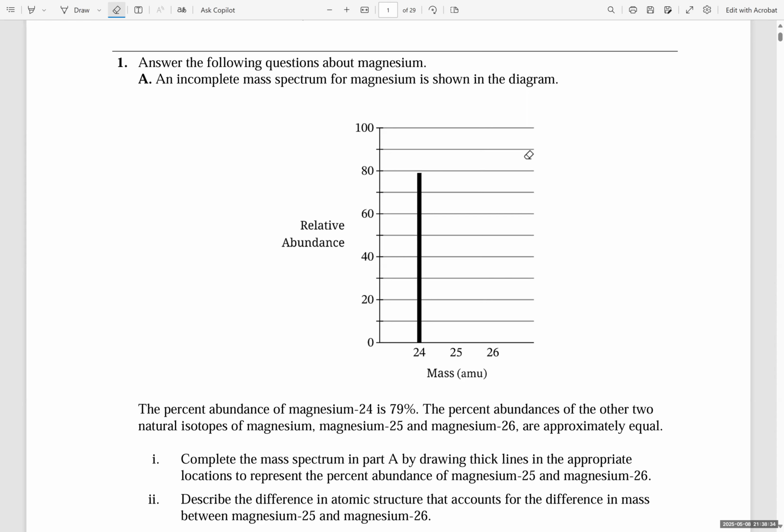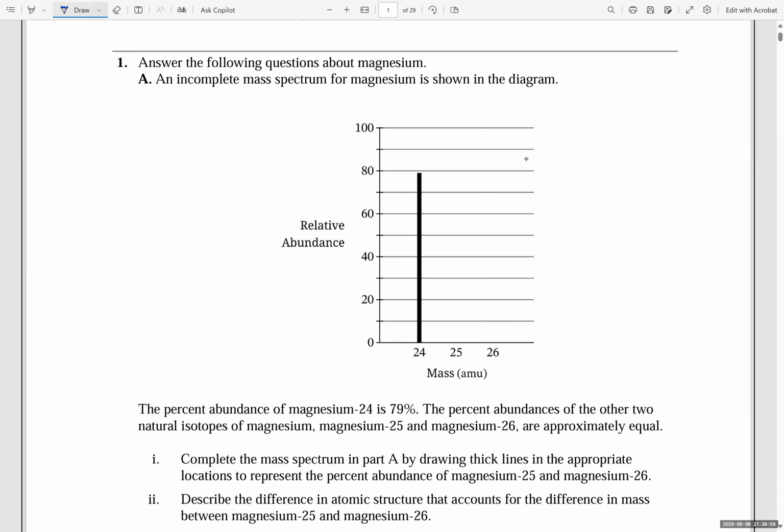An incomplete mass spectrum for magnesium is shown in the diagram. It says the percent abundance of magnesium-24 is 79%. The percent abundance of the other two natural isotopes of magnesium, 25 and 26, are approximately equal. Complete the mass spectrum in part A by drawing thick lines in the appropriate locations to represent the percent abundance of magnesium-25 and 26.